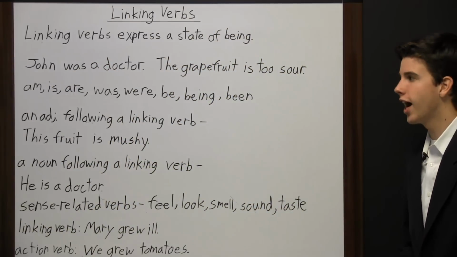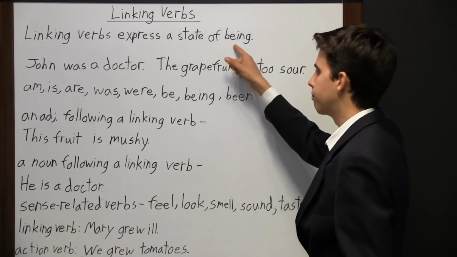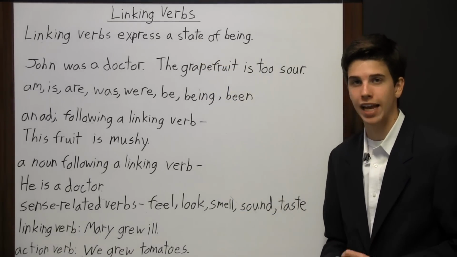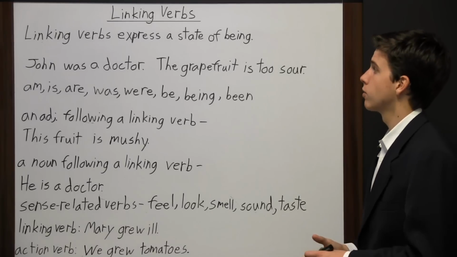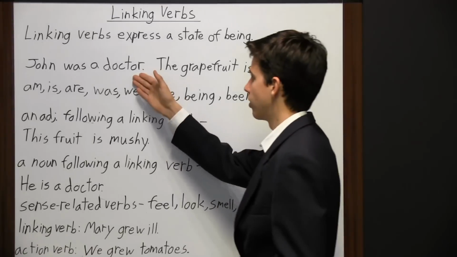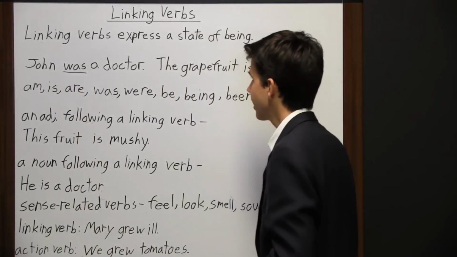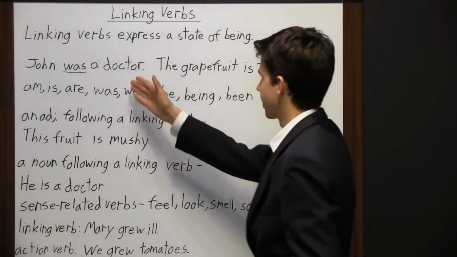Linking verbs do not express action. Instead, linking verbs express a state of being. So you have action verbs and linking verbs. And so linking verbs are reserved for expressing a state of being. So an example is, John was a doctor. Was here is a linking verb, and it's expressing a state of being, John being a doctor.